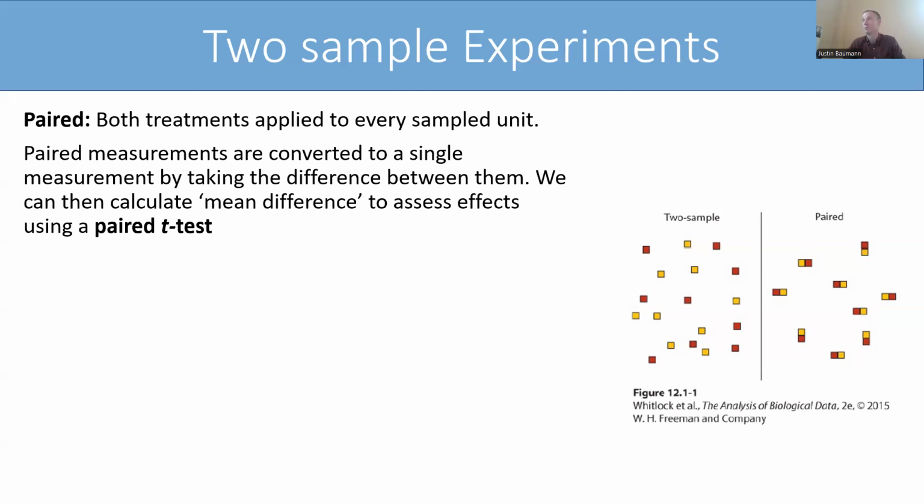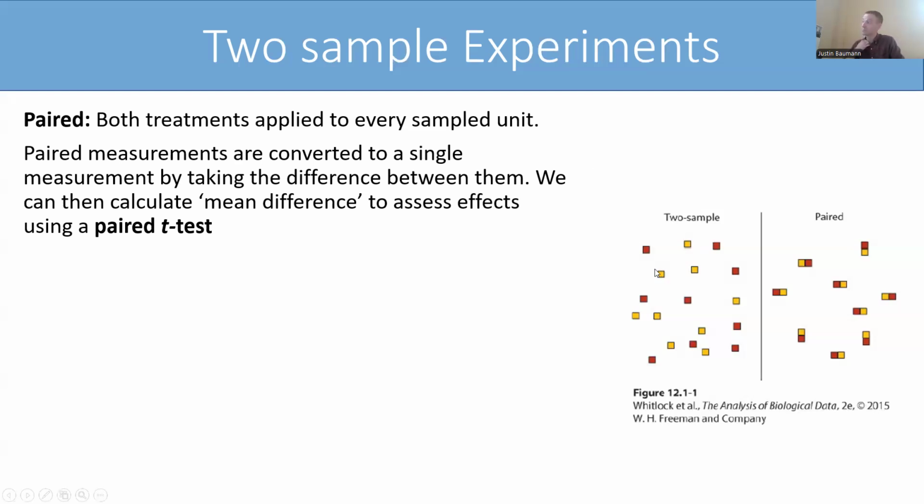Let's say we're doing a 2 sample experiment. Both treatments are applied to every sample unit if we have a paired experiment. And what that looks like is that paired measurements are converted to a single measurement by taking the difference between them. We can then calculate the mean difference to assess the effects using a paired test.